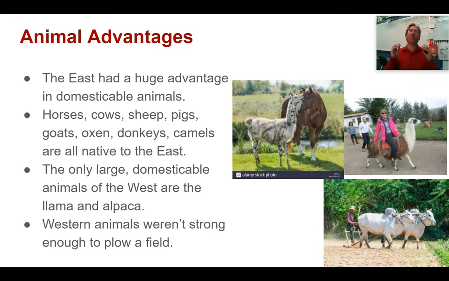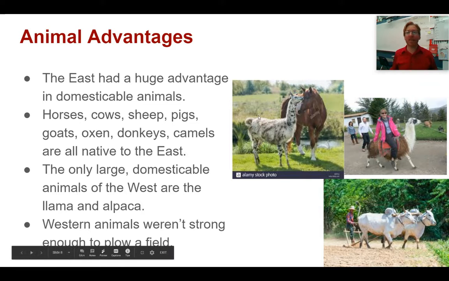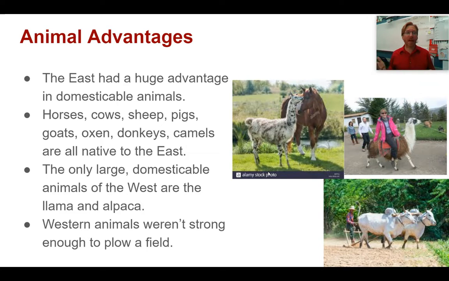In fact, of all of the large domesticatable animals that are over 100 pounds when fully grown, all of them, except for llama and alpaca, are native to the Eastern Hemisphere. The West just doesn't have this range. And what they do have, the llama and alpaca, just don't compare in size and strength to their Eastern counterparts.